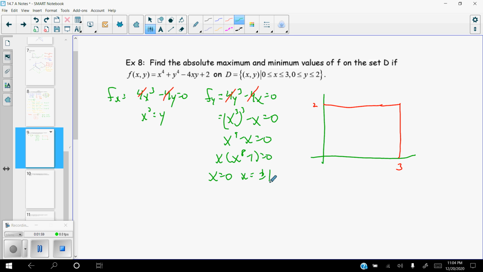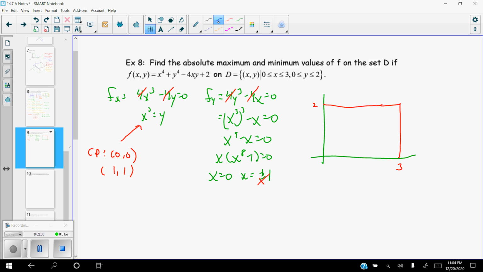So we can plug these things back in. If x equals 0, plug those back in, oops, not for y, plug them back in over here. If x equals 0, y equals 0. So I have a critical point at 0, 0. If x equals 1, y equals 1. So I have a critical point at 1, 1. And if x equals negative 1, that's outside of our domain. So we don't have to worry about the negative part, because it's not in our domain. So we've got two critical values.